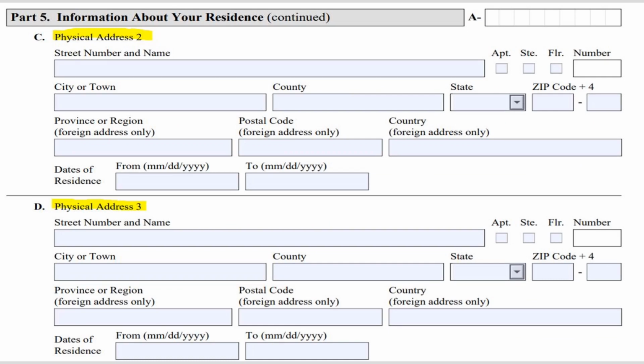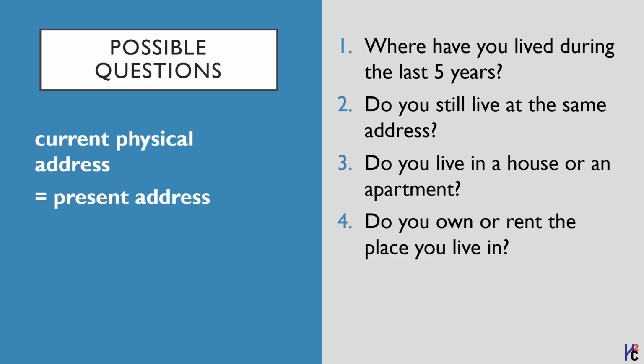Physical address 2. Physical address 3. Current physical address. Present address.